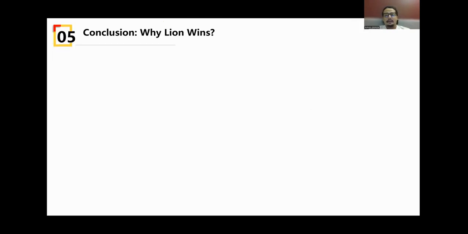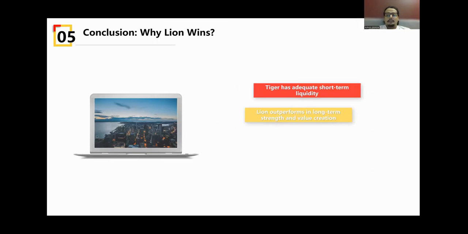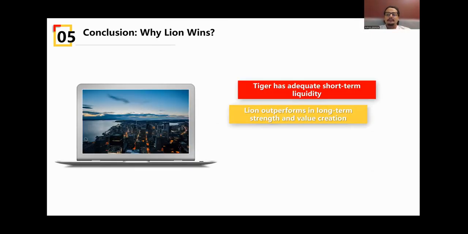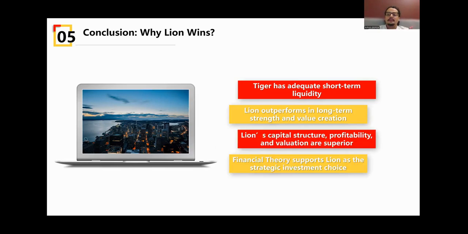Conclusion: why Lion wins. Both companies have their own strengths. Tiger Company shows decent liquidity and some potential for growth, particularly in the short term. However, when we evaluate the companies from a holistic financial perspective, Lion emerges as the more complete and stable performer.